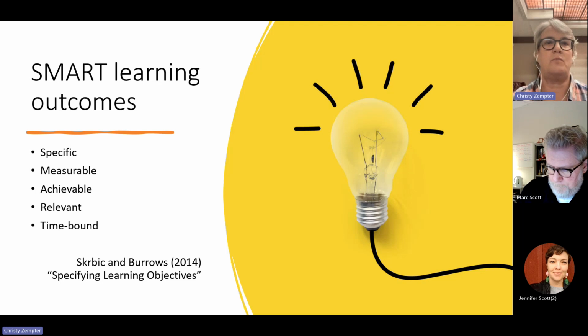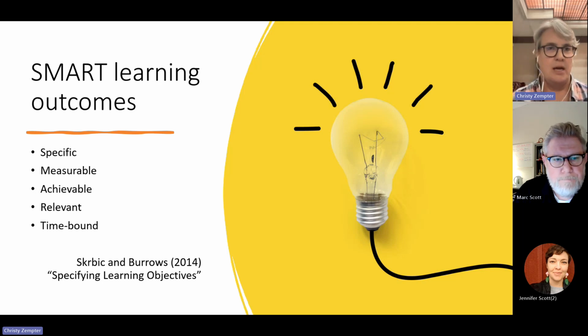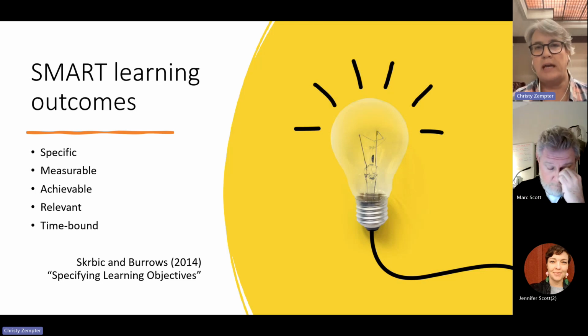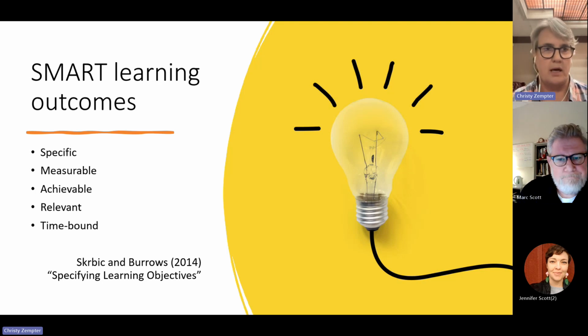Is this something that is realistic for students in this class? Is this something that you can accomplish based on the level of the students, based on their maybe prior academic experience related to the topic, those sorts of things? So you want to be realistic about what a student can truly achieve in the class that you're offering. You want to make sure that your learning outcomes are relevant to the topic of the class, and again, to those broad goals that you have for your students to leave the class with.